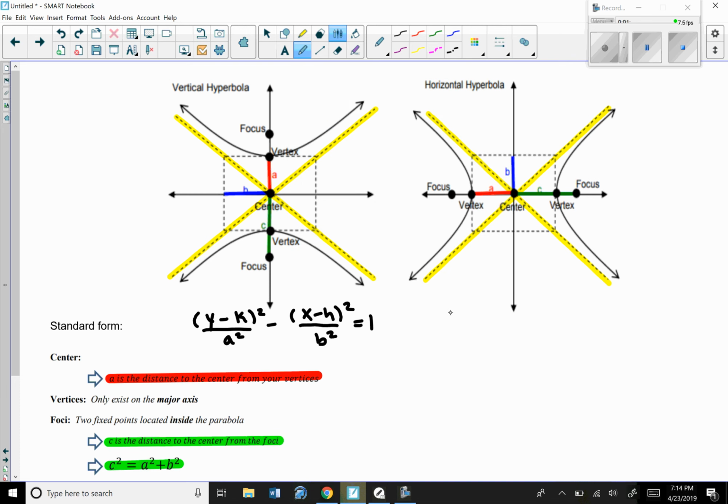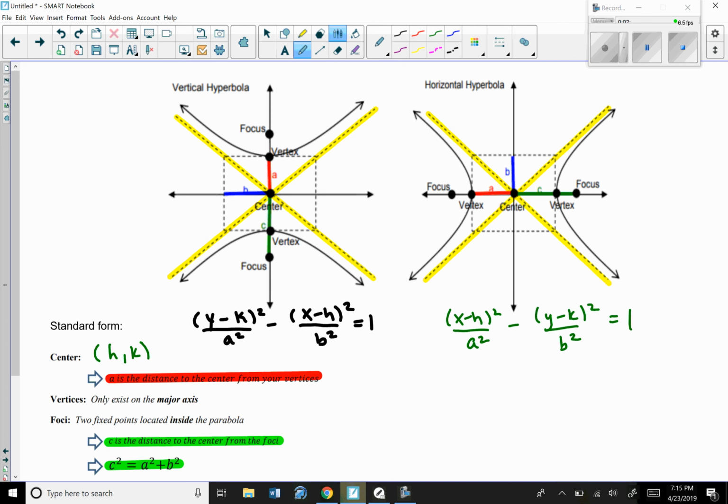So if we changed our equation around and made the y the subtracted one instead of the x, then that gives us a horizontal hyperbola. So this one is going to be x minus h squared over a squared minus y minus k squared over b squared equal to 1. Just like ellipses, our equations are equal to 1. The center of our equations is always going to be (h, k), just like for circles and ellipses.